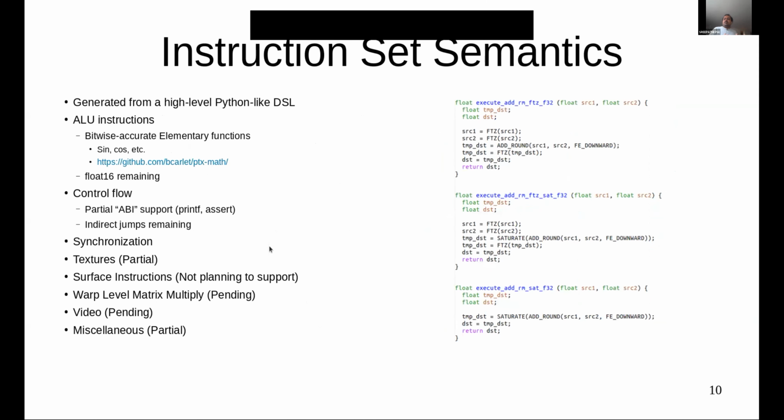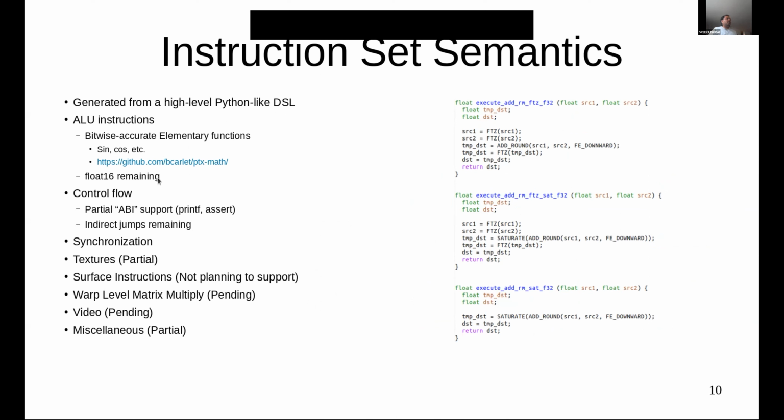A key part of PTX translation is this knowledge of the instruction set semantics. In this figure, I show you what these instruction set semantics look like. They're just C functions that map one-to-one to PTX instructions. These are automatically generated from a high-level Python DSL. We've got ALU instructions. We've got elementary functions, sine, cos, that are bit accurate with what the GPU does. And this is released and available on GitHub.